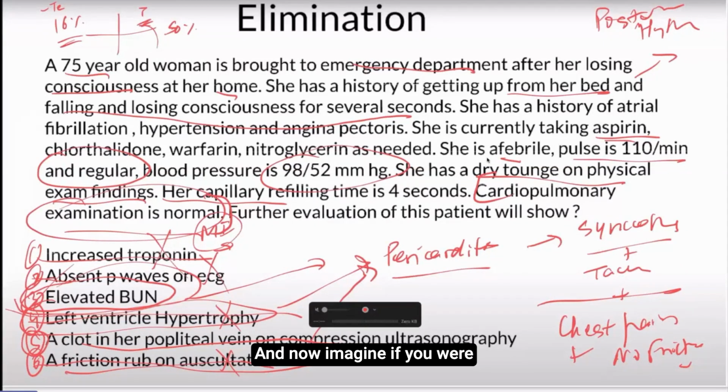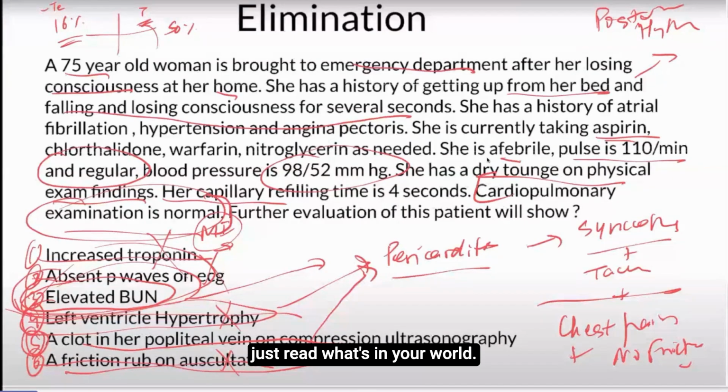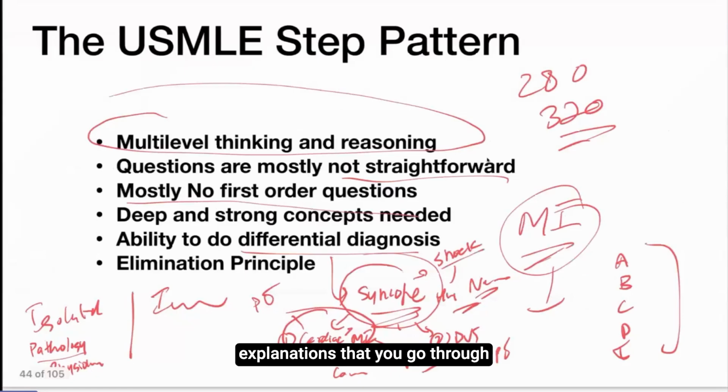And now imagine if you were to do that across your world, across all question banks, how powerful would elimination be? And let's say you don't. How would your learning be? If we did none of this, you just went through this question stem, you found out what the answer is, and you just read what's in UWorld or NBMEs. How would your learning be? Just going through those explanations that you go through. Passive. You're not going to learn as much. You're not going to learn how to differentiate different conditions.